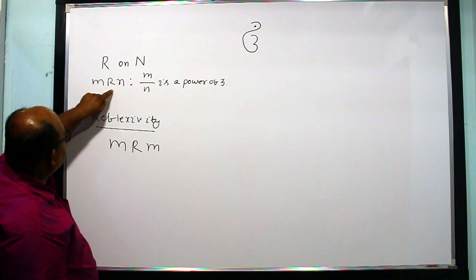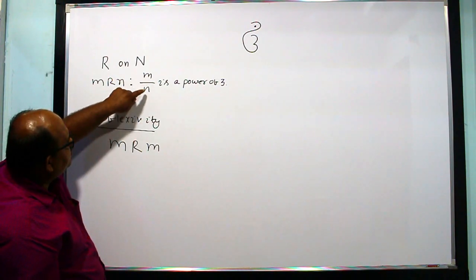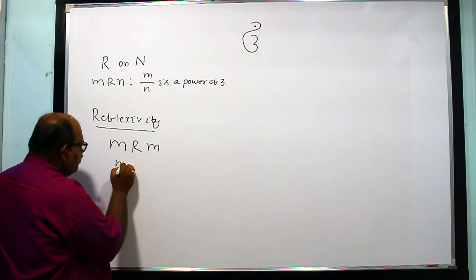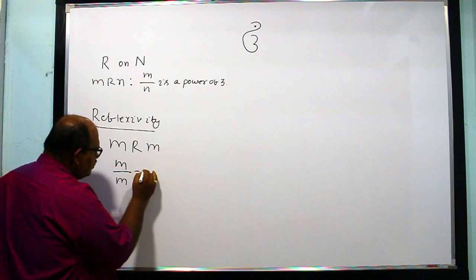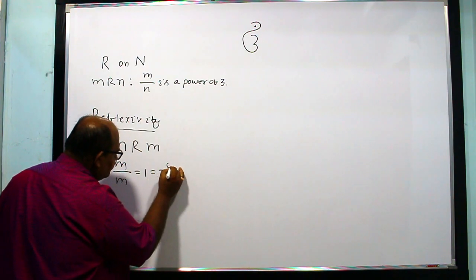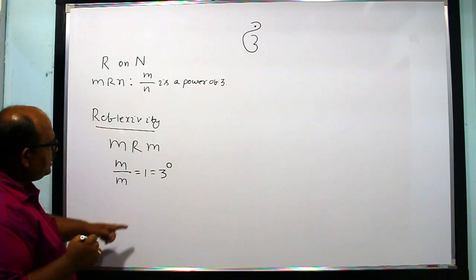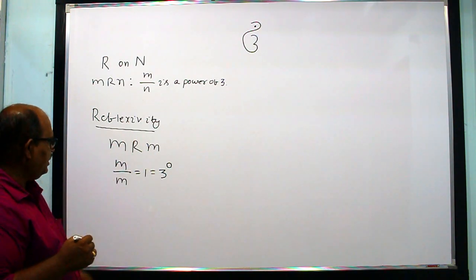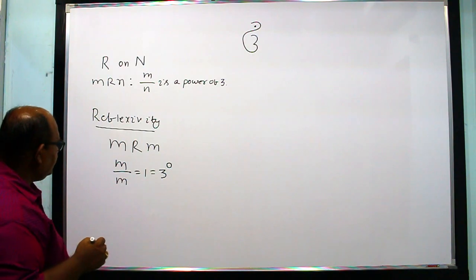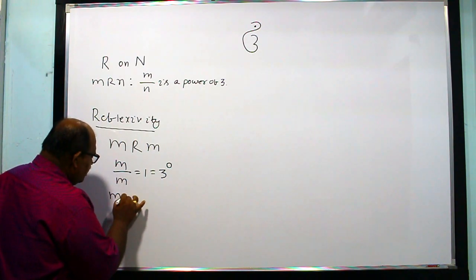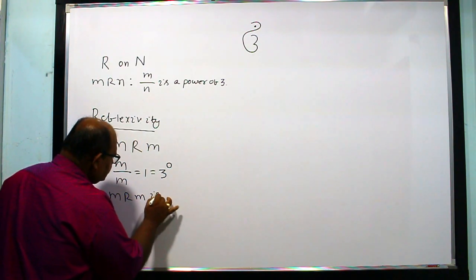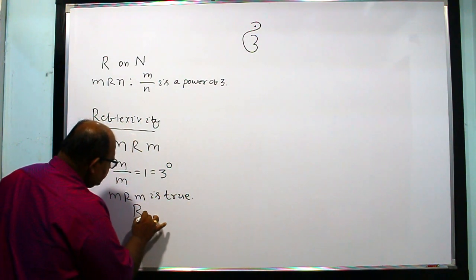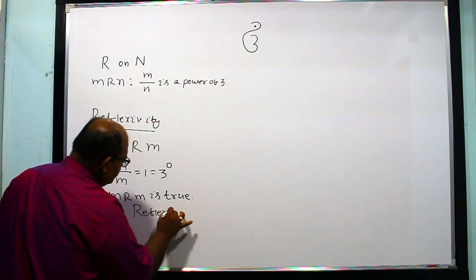Look at, for m related to n, we are getting m by n. So for m related to m, we will get m by m, that is equal to 1, that is equal to 3 to the power 0. So if it is 3 to the power 0, then it is a power of 3. M by m is a power of 3. So we can write m related to m is true. So the relation is reflexive.